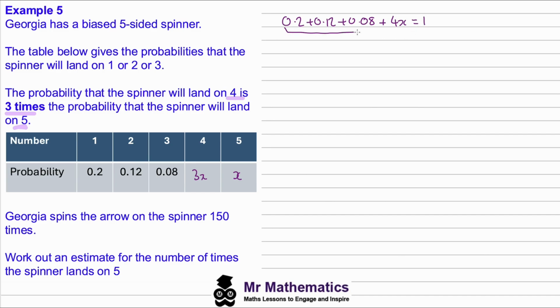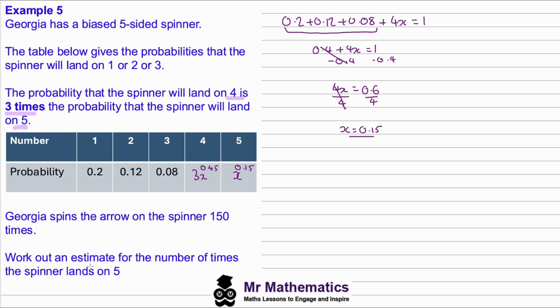We can add these decimals together, and we get 0.4 plus the 4x to make 1. We can move this 0.4 to the right-hand side. We'll subtract it from both. These will cancel. So 4x will equal 1, take away the 0.4. We can divide both sides by 4. These will cancel. So x will equal 0.15. And this is the probability of it landing on a 5. Probability of it landing on a 4 will be 0.45.